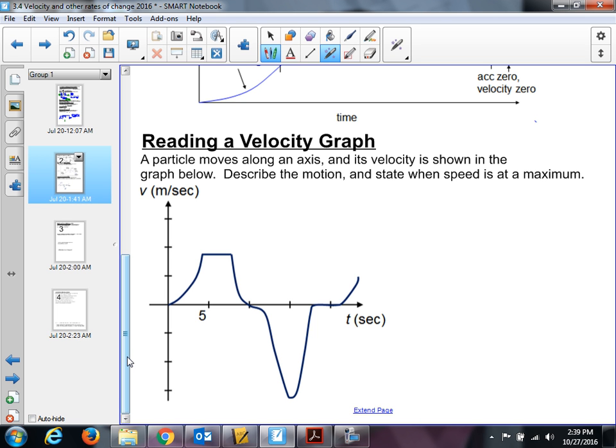Don't worry. Okay, a particle moves along its x-axis. Its velocity is shown in the graph below. Describe the motion and state when the speed is at a maximum. Okay, right here at the start, is it moving? No, it's just standing still. What's happening between here and here? It's accelerating, speeding up. Good. You might want to label that then, if you want. Accelerating. Speeds up.